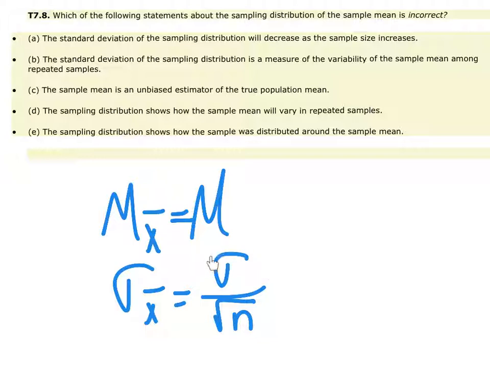Absolutely. Either think about it numerically or think about it from this perspective. As you increase sample size, you reduce variability. That's what happens. Variability is standard deviation, so it is not letter A. That is a correct statement.